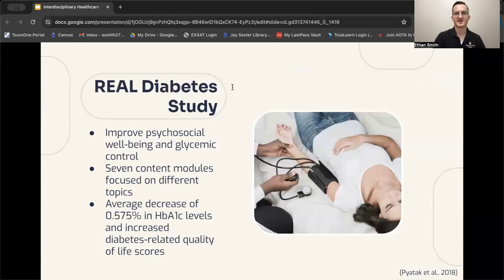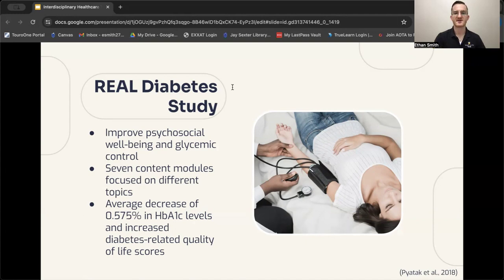One of the most referenced studies regarding the role of OT within diabetes is the Resilient, Empowered, Active Living with Diabetes, or REAL Diabetes study. This randomized controlled trial sought to assess the efficacy of an OT intervention program designed to improve psychosocial well-being and glycemic control for 81 young adults of low socioeconomic status.